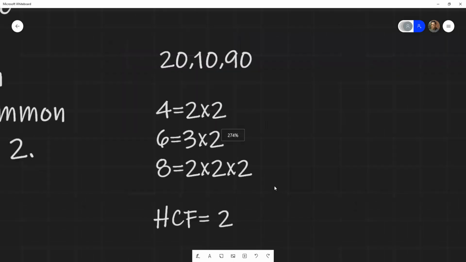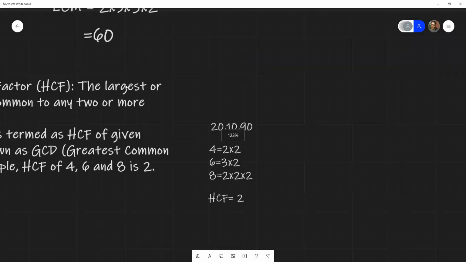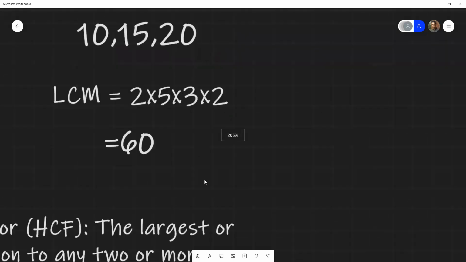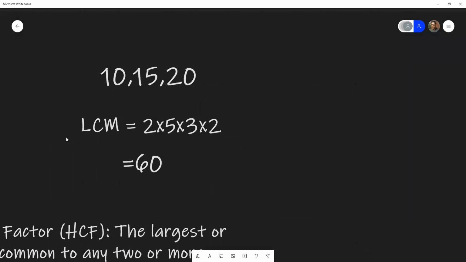This is HCF. For 3 natural numbers, we divide it into smaller numbers. In HCF, 3 natural numbers, we divide it into small numbers. But what is the difference? In LCM, we get all the common and uncommon numbers.